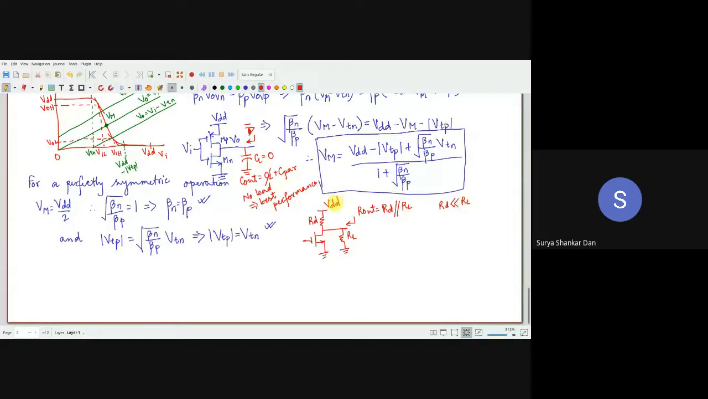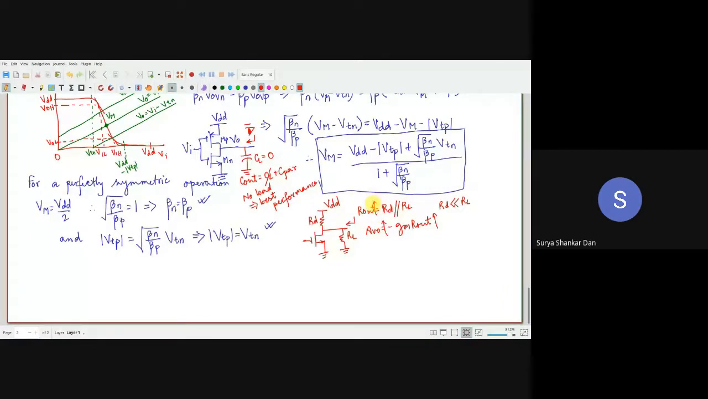So if it is a parallel combination, remember that R out will always be lower than the lowest of the two. But if R out is lower, then what is the value of the gain? Minus GM into RD parallel RL. So simply I'll put R out. So our target should be that if R out is large, then the gain would be large. Don't worry about this minus. This minus is happening because of the CS configuration. Since it is common source, you are essentially getting a 180 degree phase shift. That's the reason why there is a minus sign. It's nothing to do with the magnitude of it. All right, so this GM into R out.